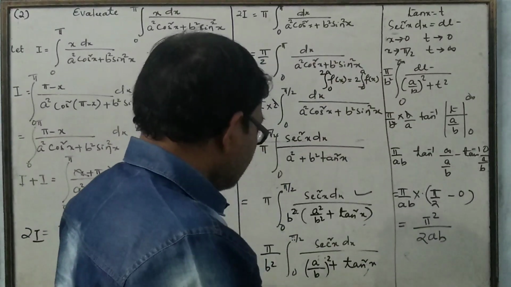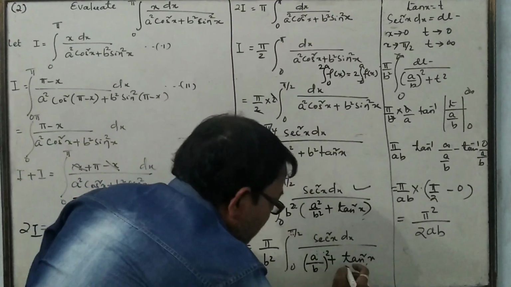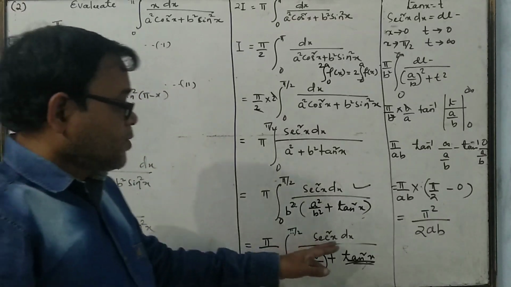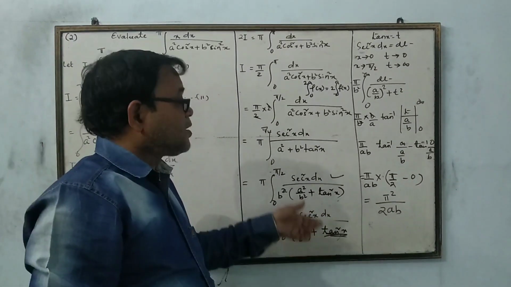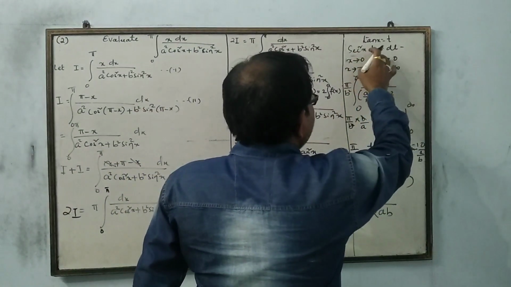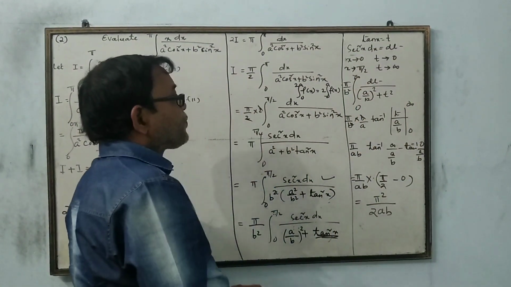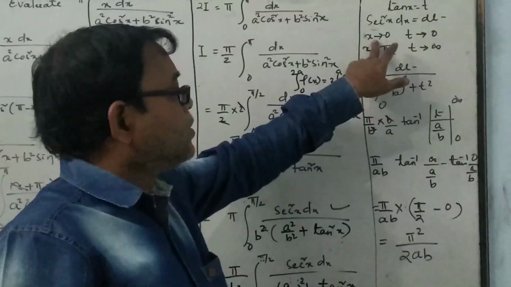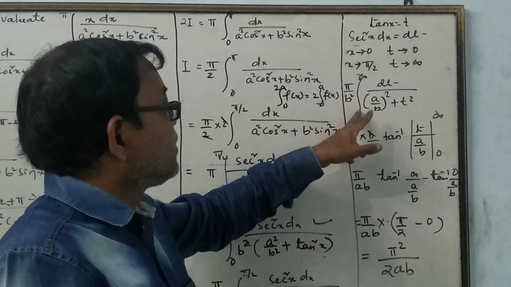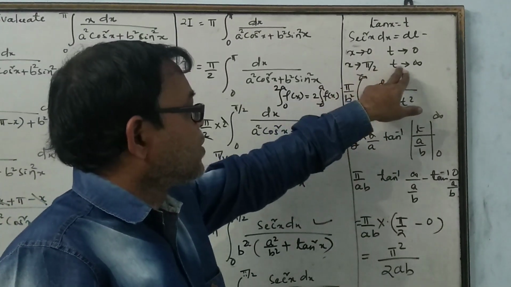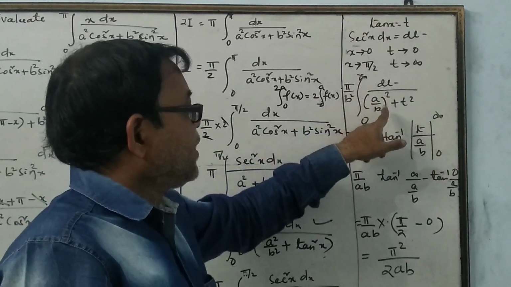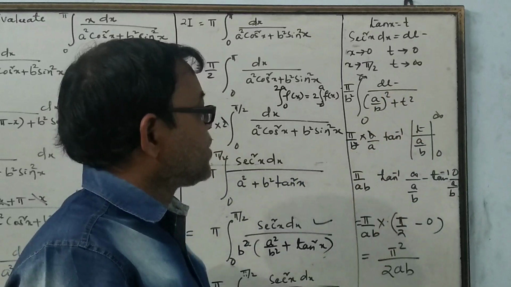Now we have to use the substitution method. Because tan square x is in the denominator and sec square x is in the numerator, we can substitute this. Let tan x be equal to t, therefore sec square x dx is equal to dt. When x tends to 0, then t tends to 0. Now I am going to change the lower limit as well as the upper limit. When x tends to pi by 2, t becomes infinity. So we have pi by b square times the integral from 0 to infinity of dt upon a by b whole square plus t square.